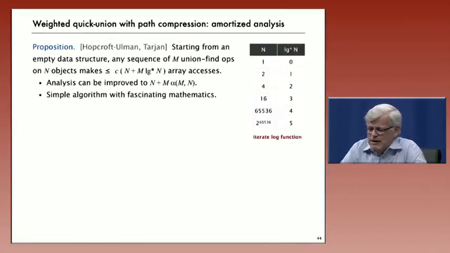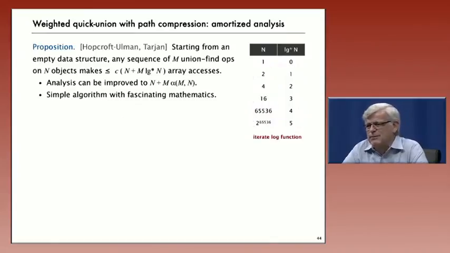Now, this algorithm people discovered rather early on after figuring out the weighting, and it turns out to be fascinating to analyze, quite beyond our scope, but I mention this example to illustrate how even a simple algorithm can have interesting and complex analysis. And what was proved by Hopcroft and Ullman and Tarjan was that if you have n objects, any sequence of M union and find operations will touch the array at most a constant times n plus m log star n times.